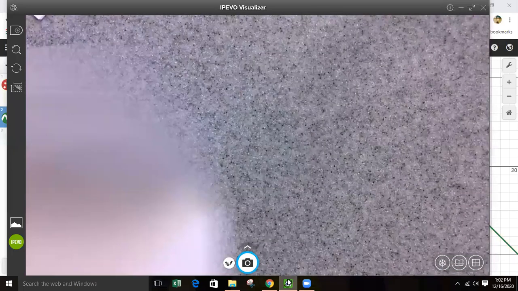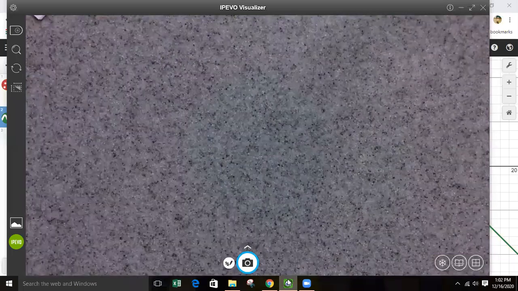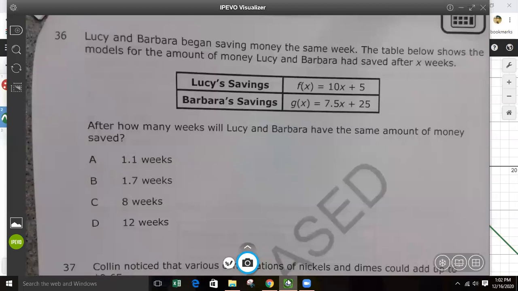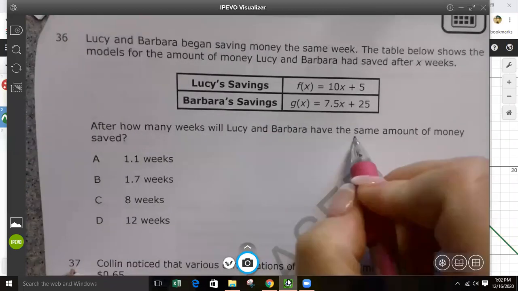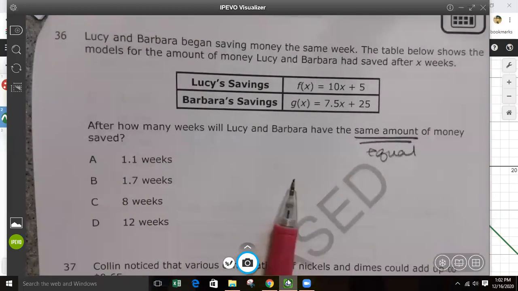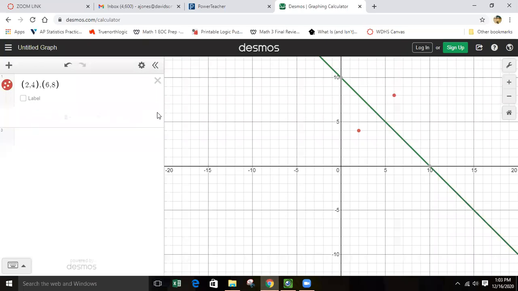We're going to skip number 34 and 35. We're going to go to 36. It gives you Lucy's savings and Barbara's savings. This is a Desmos question. It says after how many weeks will they have the same amount? So we want it equal. Where are they equal? So I'm going to jump over to Desmos and I'm going to type both of those in.